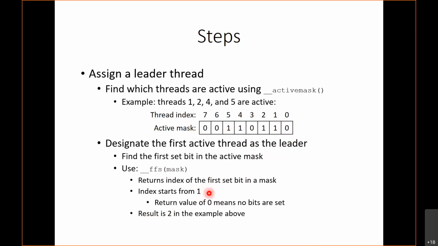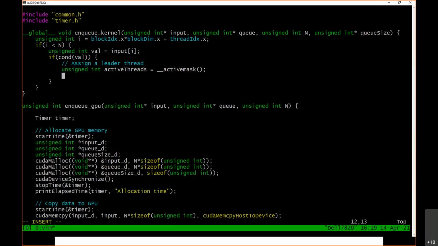So for me to identify what is my leader thread, I'm going to call FFS. So I'm going to write unsigned int leader. This is going to be the index of the leader thread within the warp. Leader is going to be __ffs, find first set, of the active threads mask. And then what do I need to do? Remember, this is indexed by 1, so I'm going to have to subtract 1 from it, so that I get a value that's indexed by 0.